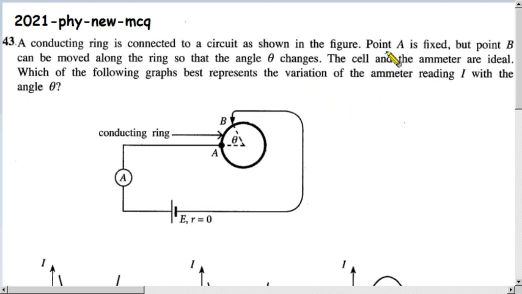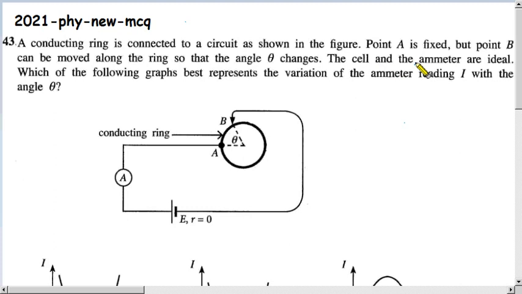So they say point A is fixed, so this wire is fixed to this ring, but point B can be moved along the ring so that the angle theta changes. That means this point B, this end of this wire, can move. We can take it from place to place like that. We can touch this ring. That is the meaning. It is not fixed here. We can move it. So the theta changes.